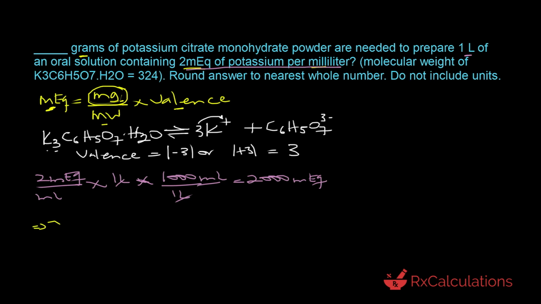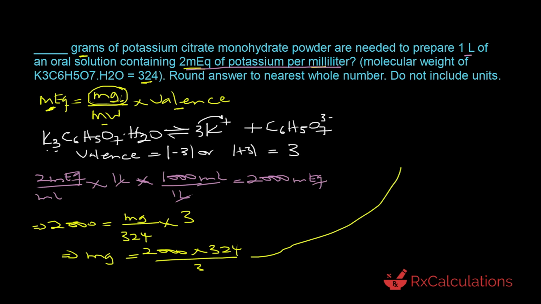So here you have 2000 equal to milligrams of a molecular weight, which is 324, times valence, which is 3. So milligrams is equal to 2000 times 324 divided by 3. This is equal to 216,000 milligrams. But we need to be in grams. So you're going to multiply this by the conversion factor that 1000 milligrams is 1 gram. Milligrams cancel out. You end up with 216. So if you did your valence incorrectly, you'd be about 3 times more than what is needed.